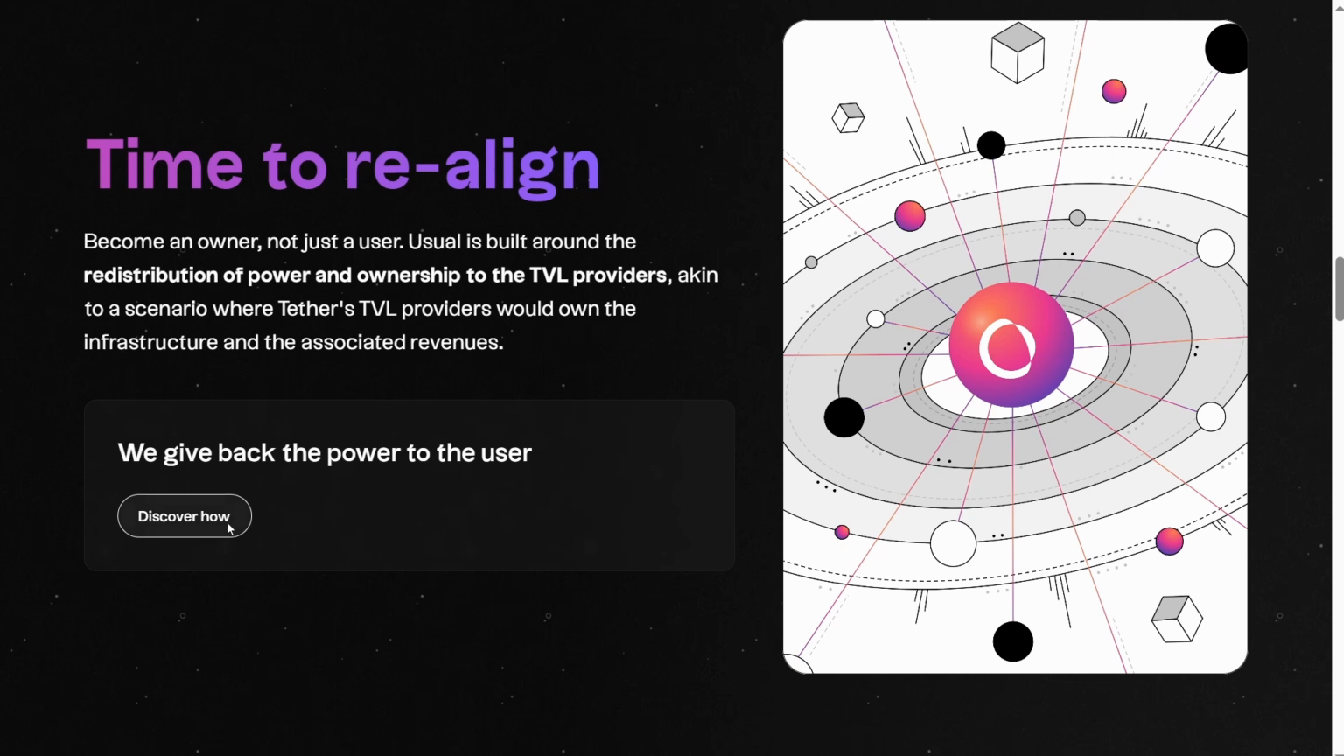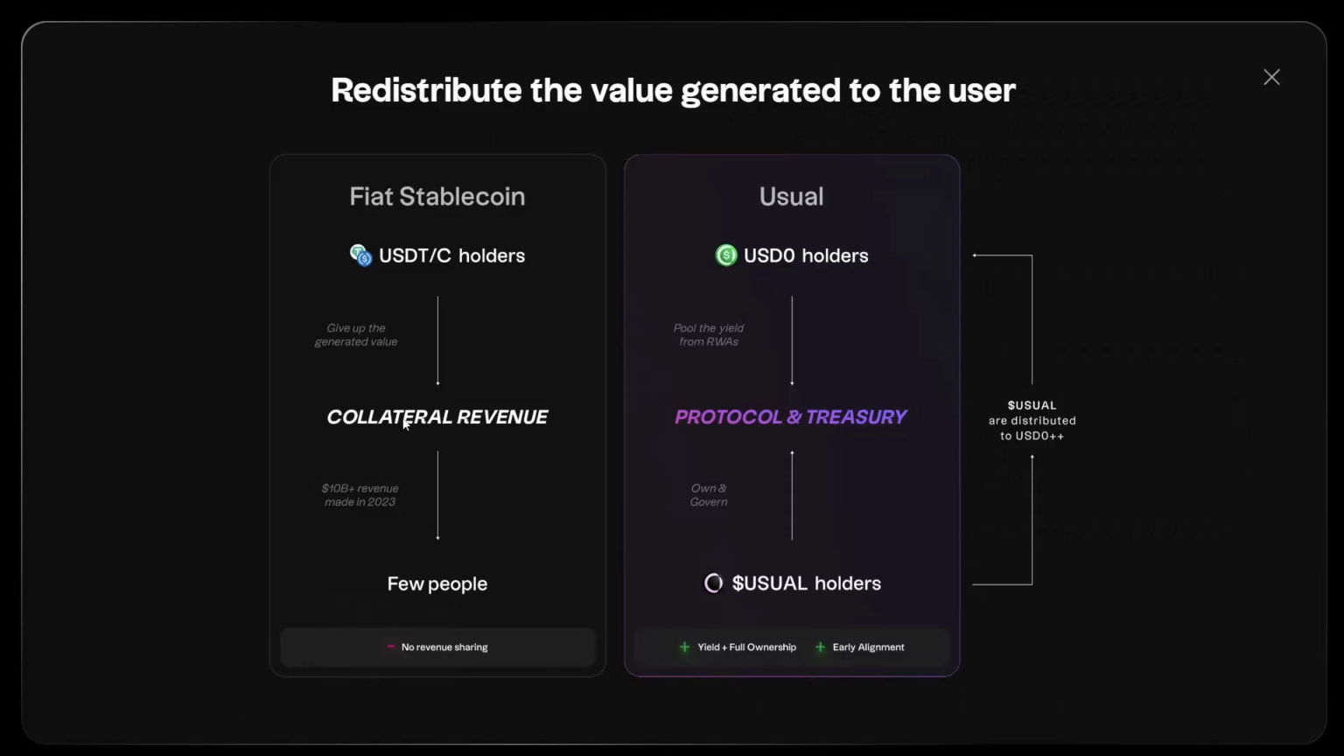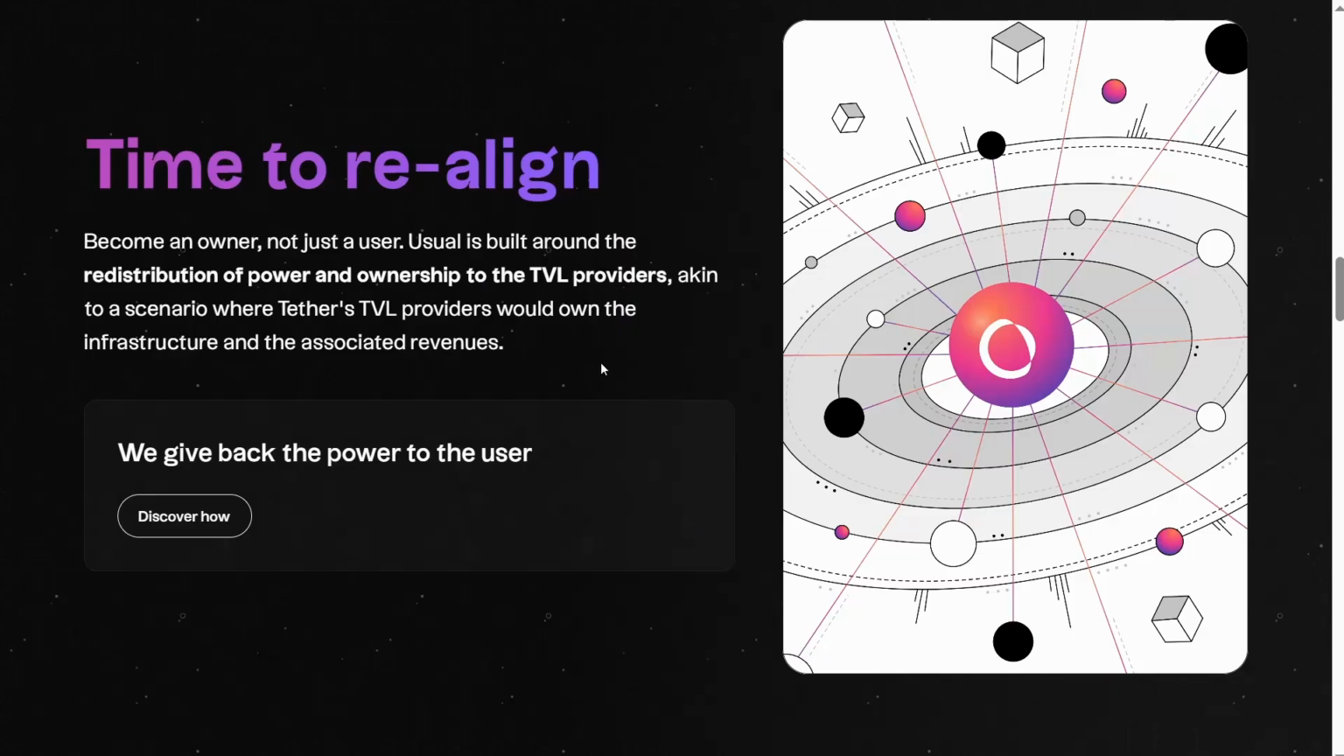Click on Discover How, and here is a beautiful explanation. USDT and USDC are fiat stablecoins, as we mentioned before. In 2023, these companies generated over 10 billion in revenue, with nothing shared with the crypto holders. Usual, on the other hand, plans to redistribute the generated value among its users, which is a key idea that differentiates Usual from existing stablecoins. Scroll down.